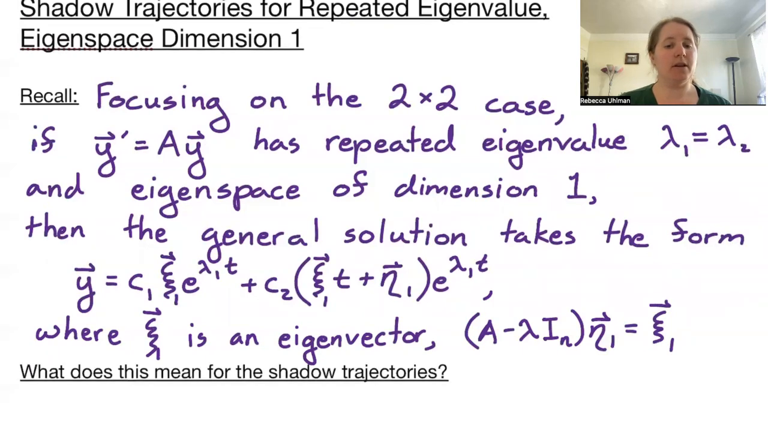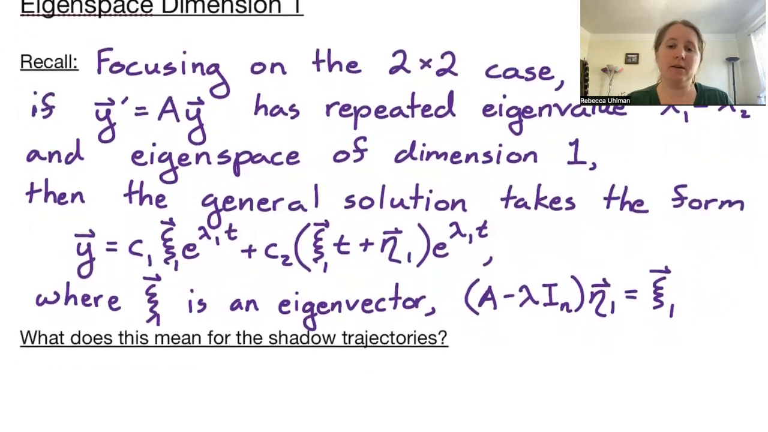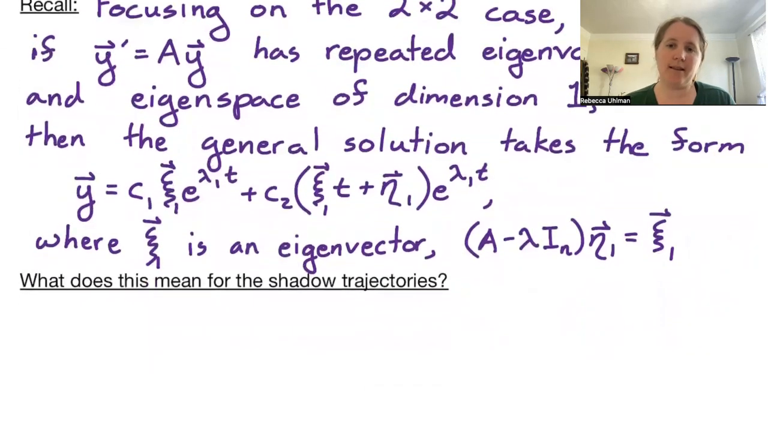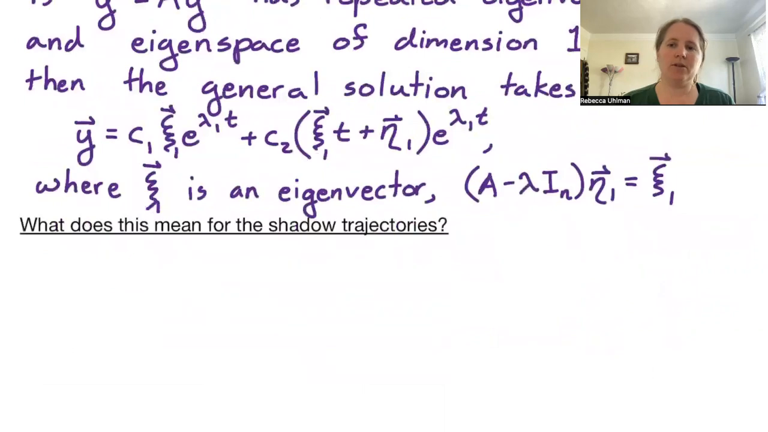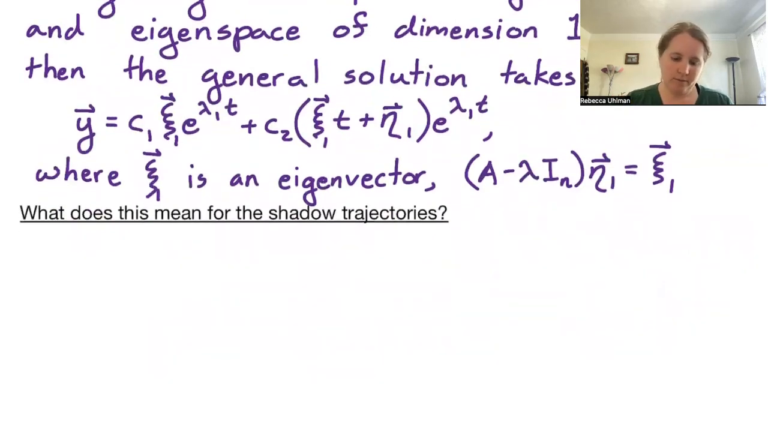So we are focusing on this specific case where we have our two fundamental solutions. One is just a vector times e to the lambda t, and one is a vector times t plus another vector, times e to the lambda t. So the question is, what does this mean for shadow trajectories? Let's first focus on the e to the lambda t component, and then we'll focus on the other part.